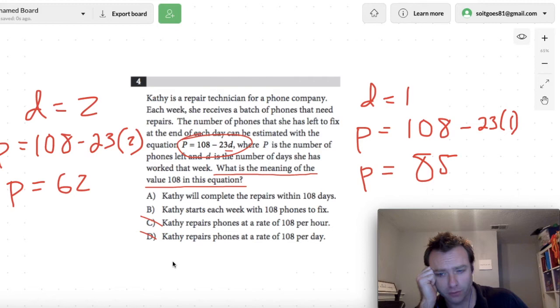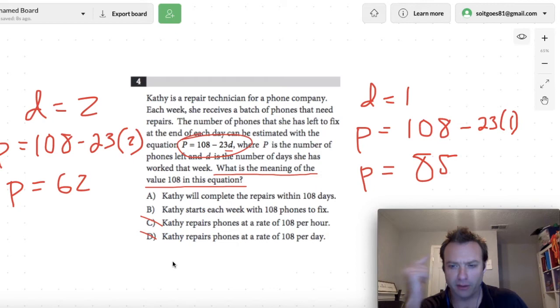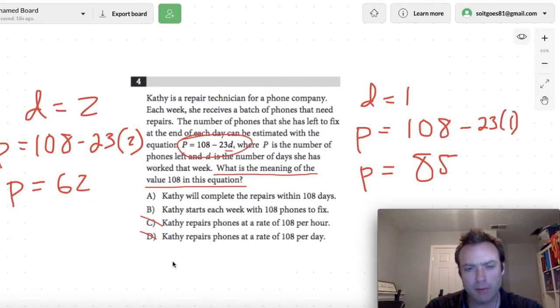All right. Is this starting to make sense? Yes. Okay. So we're just going through each. We're just making it concrete. We're thinking in terms of actual values and not just in terms of theoretical variables. Okay. Do you see how many phones she's fixing per day? Because I think I see how many phones she's fixing per day now. Yes.